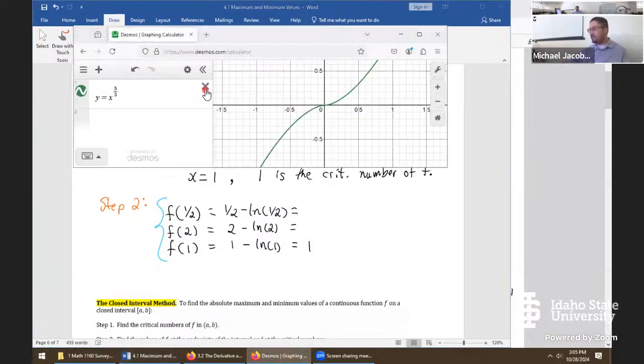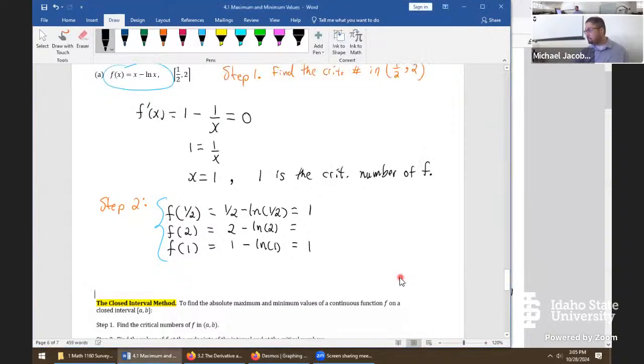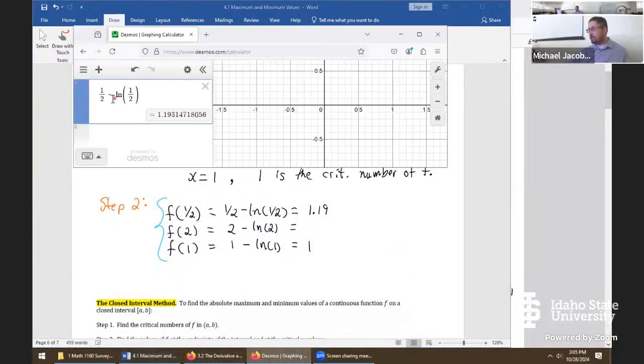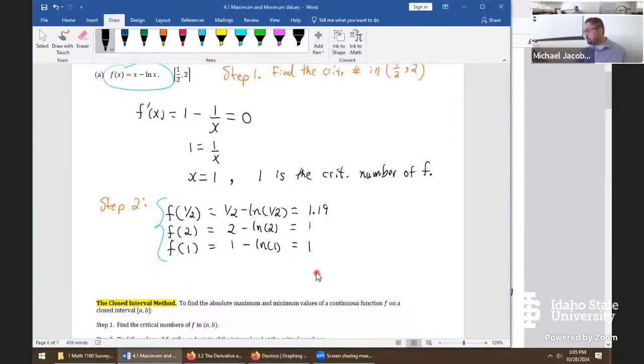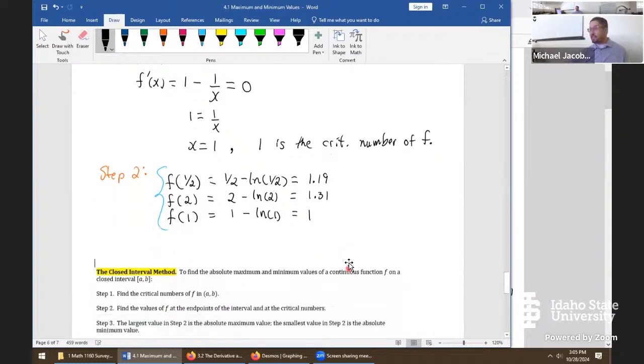So grab out your favorite calculator. We need, going top down, 1/2 minus natural log 1/2. We don't need a lot of decimals for approximation. We just need to know the relative size of things. So let's call this 1.19. And last one. This time it's 2 minus natural log 2. That one comes out as a 1.31 after approximating. And that means we're ready for our conclusions.